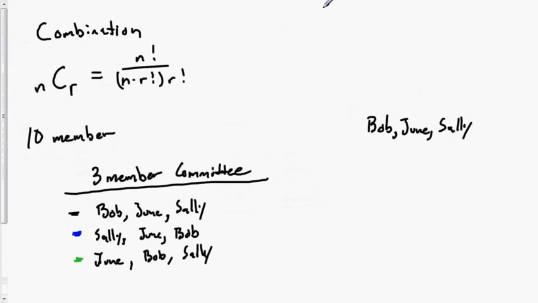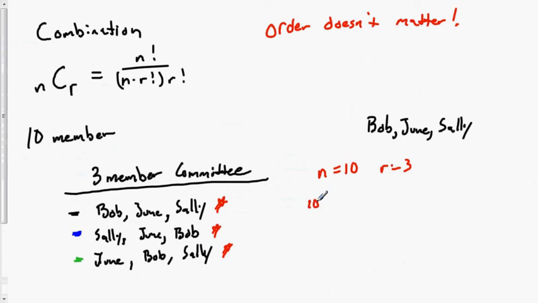Absolutely. There's no difference between those three people, these three people, these three people, and these three people. They are all the same three people. There's no order to differentiate them. There's no reason to change them, right? So here, order doesn't matter. Okay? So we just use the binomial coefficient. So we still have n equals 10, r equals 3, so 10 factorial over 10 minus 3 factorial, 3 factorial.